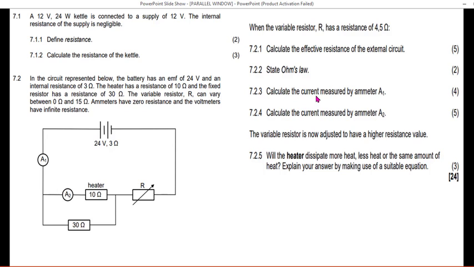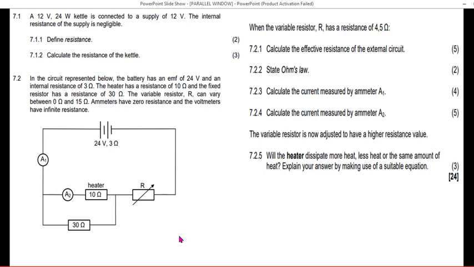So we go to the next question, which is 7.2.3. Calculate the current measured by ammeter A1, this ammeter. What we need to know is which current this ammeter is measuring. It is measuring the current that is passing through the battery, which is the total current of the circuit. It means that this current is influenced by both the external resistors and the internal resistor. Remember, we define resistance as the opposition to the flow of electric charge. So there is an opposition to the flow of the current, and we need to include all the resistors in calculating the current.